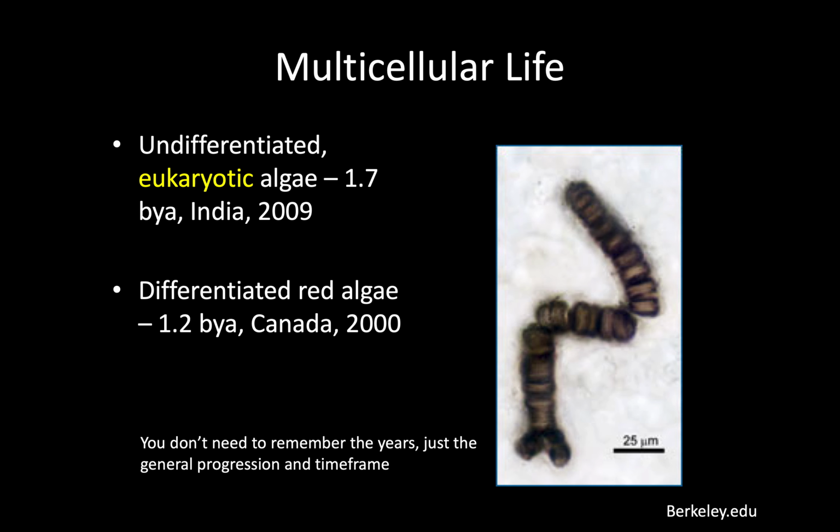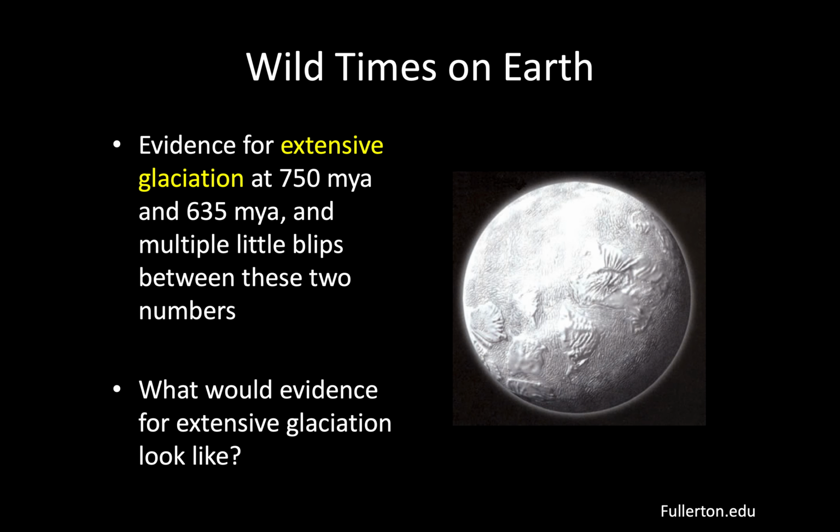You don't need to remember the years that we find this. I'll never ask you when we find undifferentiated algae in the geologic record. Okay, but you can see here that we're moving towards the present day. So we're 1.7 billion years ago to 1.2 billion years ago. We're almost to modern day already. This is going to bring us to a pretty wild time on Earth's history.